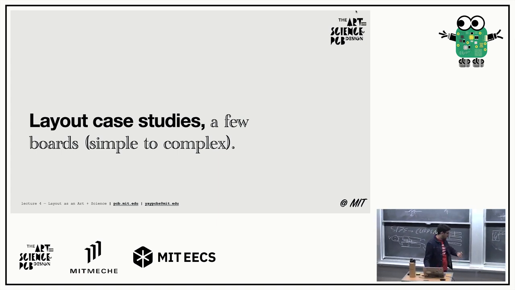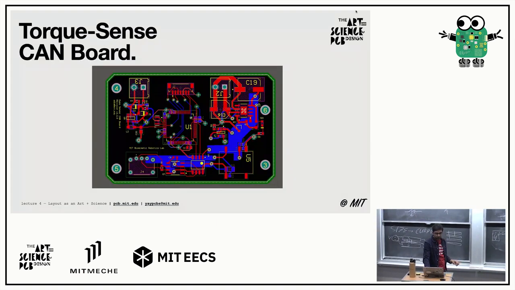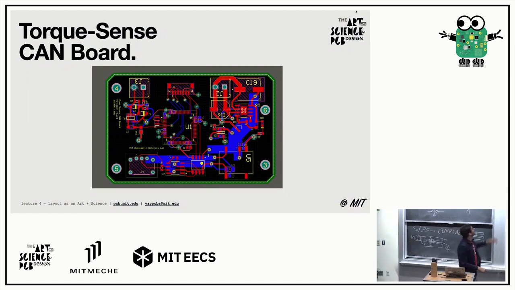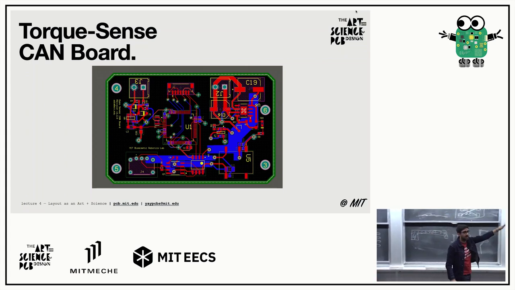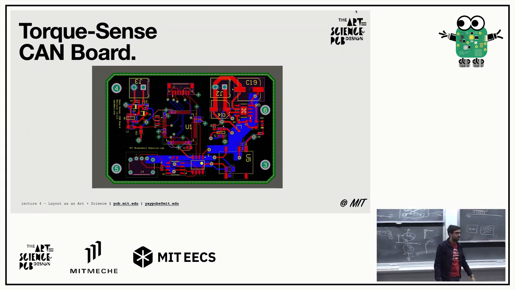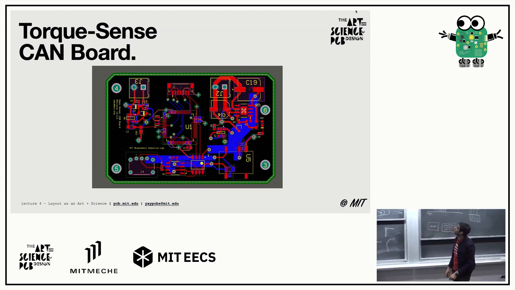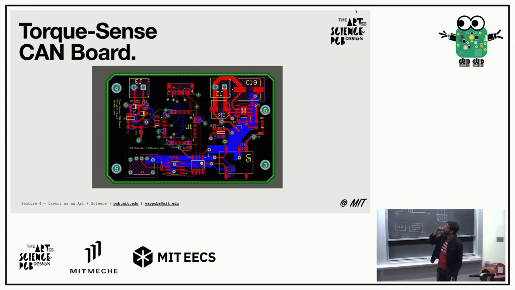I'll be brief on these case studies. So here's a torque sense CAN board. Basically what it's doing is taking the input of a torque sensor, putting it through a whole bunch of resistor dividers, and spitting that data out over a CAN bus. CAN bus is a communication system for electronics, and it's very common in vehicles as well.